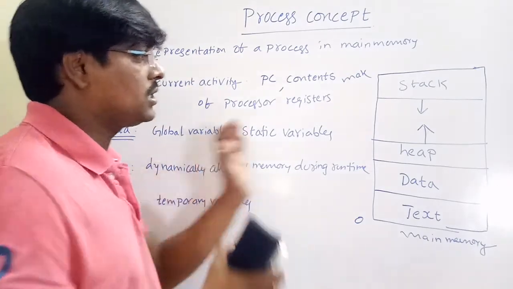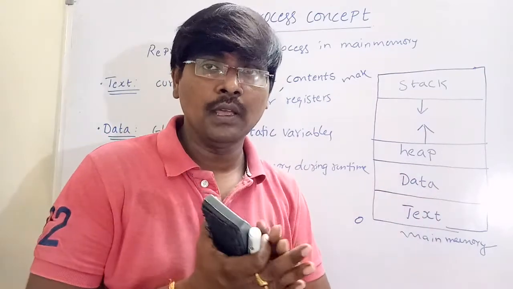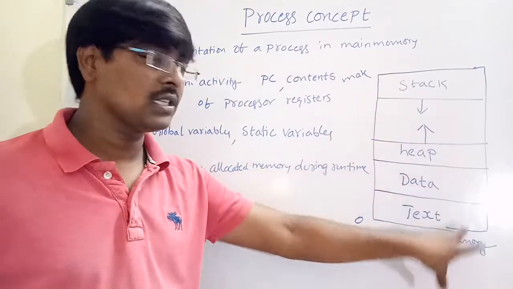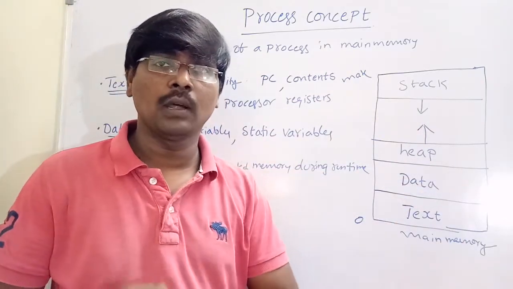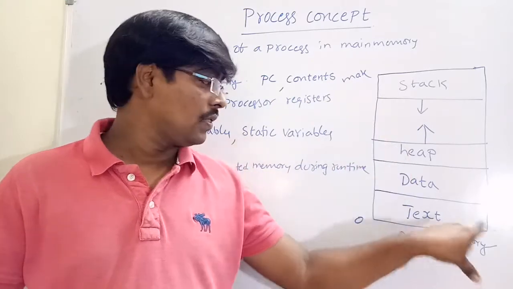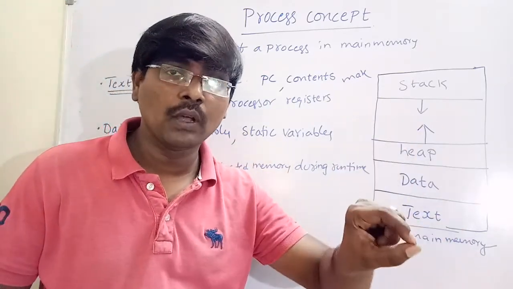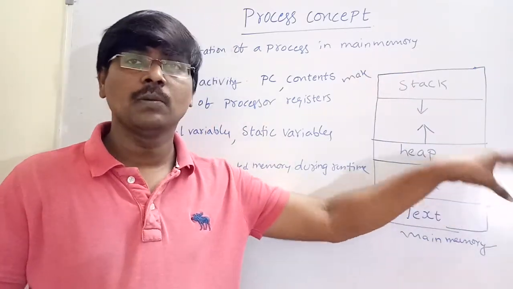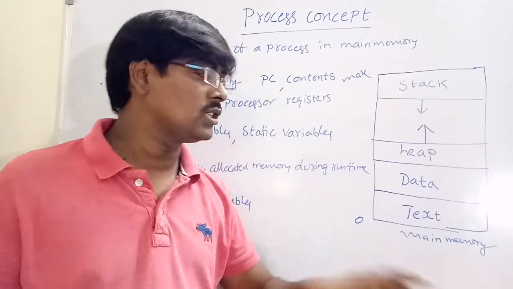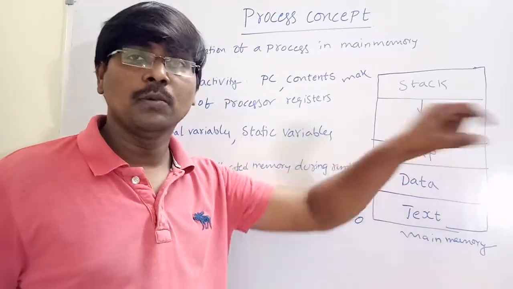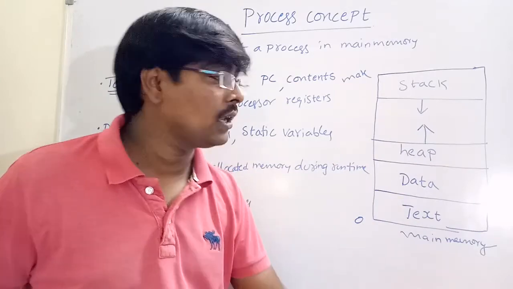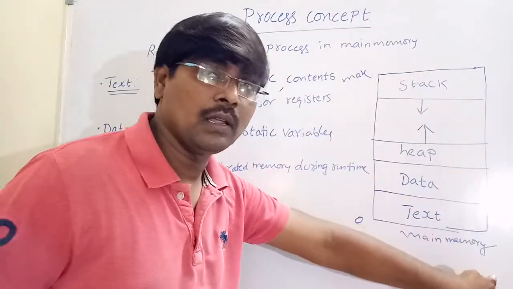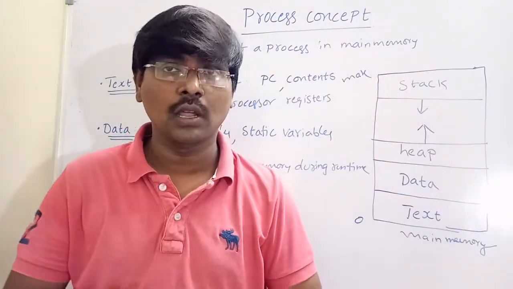Okay, this is the process representation in main memory. Simply, we are writing a program. The program under execution is called a process. Suppose we are executing some part of the code, that is placed in text section. If your program contains global variables, static variables, that is placed at this position. If your program requires some amount of memory during execution, that is required some heap. If your program wants to store some temporary data, all those are placed in stack. So a program in execution in main memory is called process.